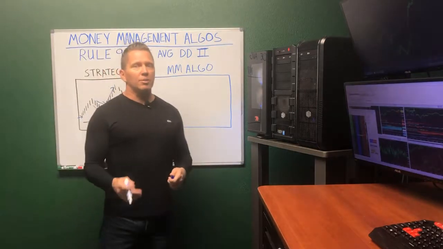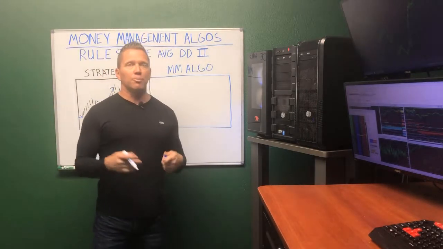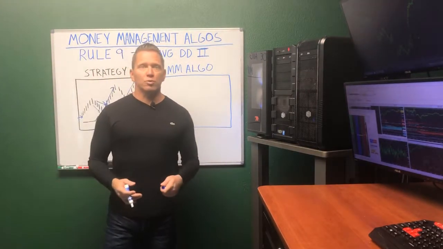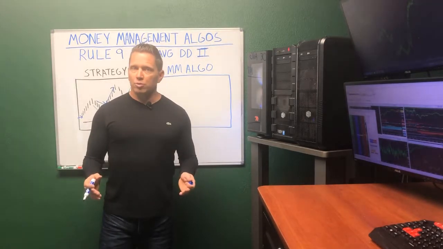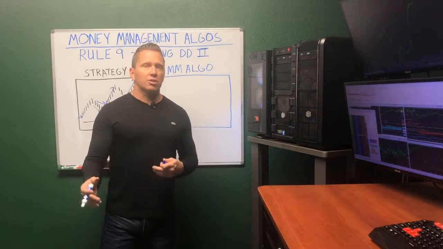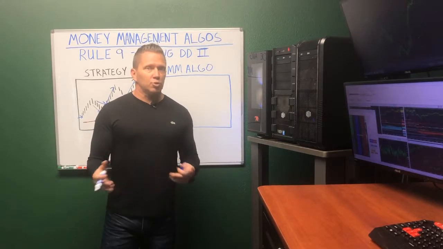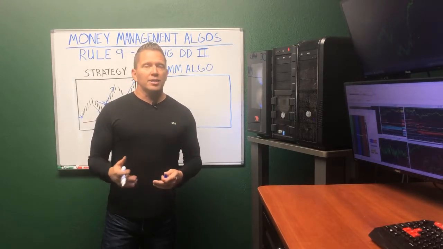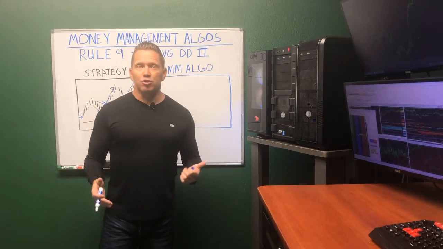And so the money management algorithms let you do this. You can combine multiple rules. Once again, I wouldn't use more than 2 or 3 rules at a time because you can get into curve fitting. Most of the time I use just 1 or 2. So that is Rule 9, average drawdown 2, while Rule 8 is average drawdown 1.